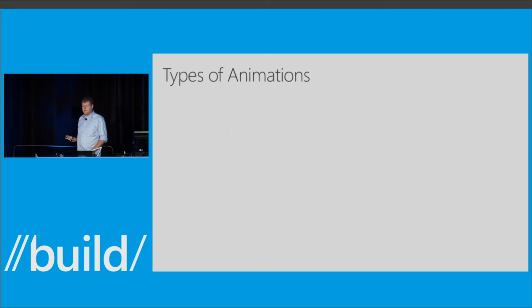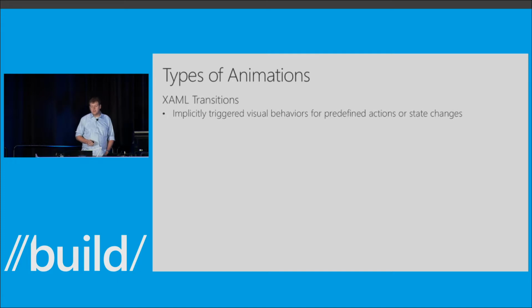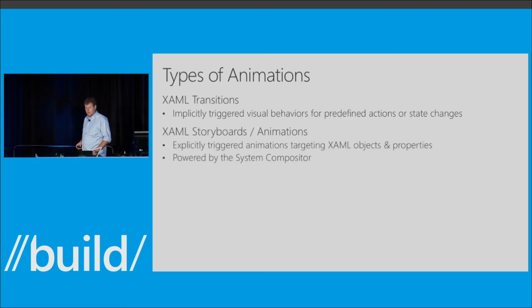So there are 3 types of animations that you have at your disposal. 2 of those you got to see in the Memories app. The one you didn't get to see are XAML transitions. These are implicitly triggered animations that happen when certain actions or state changes occur. The intro animation that you saw was actually an example of the XAML storyboards, and these are explicitly triggered animations that target XAML objects and properties.